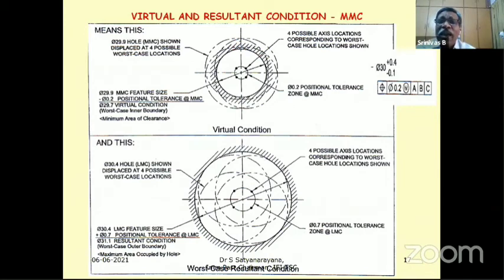What is the one who has asked virtual condition? What is the MMC of this, sir? 29, 29. 29 is wrong. 29.9 is right. 29.9. 29.9 minus 0.2, 29.8 is virtual condition.